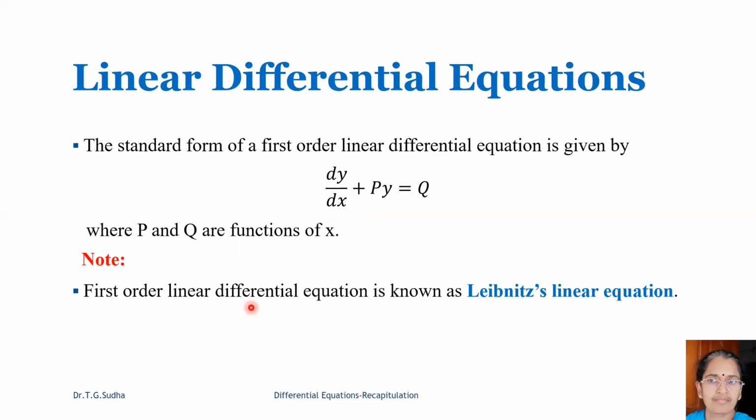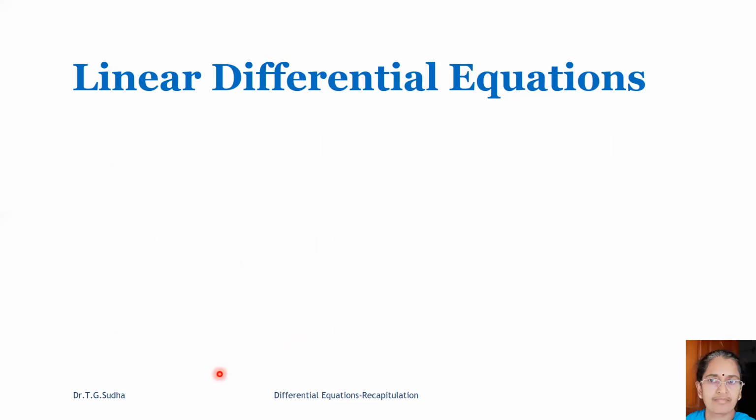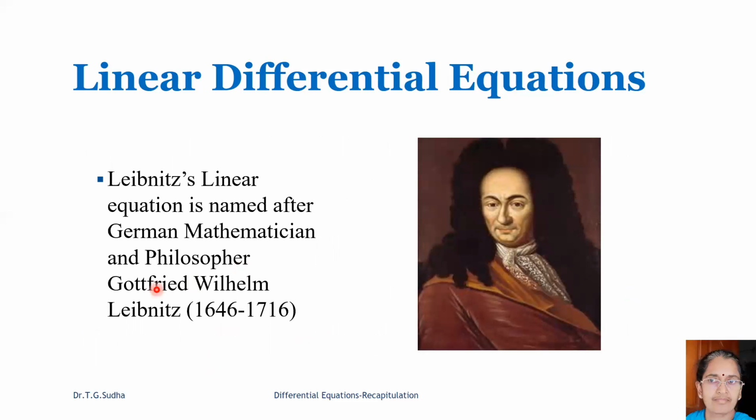A first order linear differential equation is also known as Leibniz linear equation. dx by dy plus p dash x equal to q dash, where both p dash and q dash are functions of y, is also a first order linear differential equation. Leibniz linear equation is named after German mathematician and philosopher Gottfried Wilhelm Leibniz.